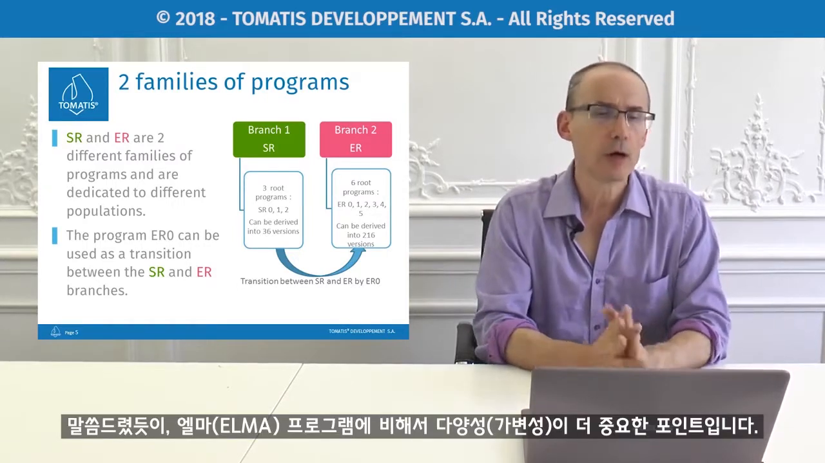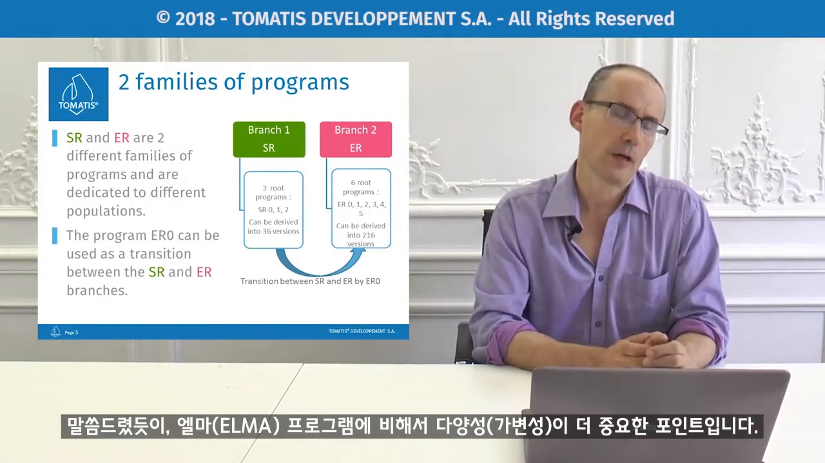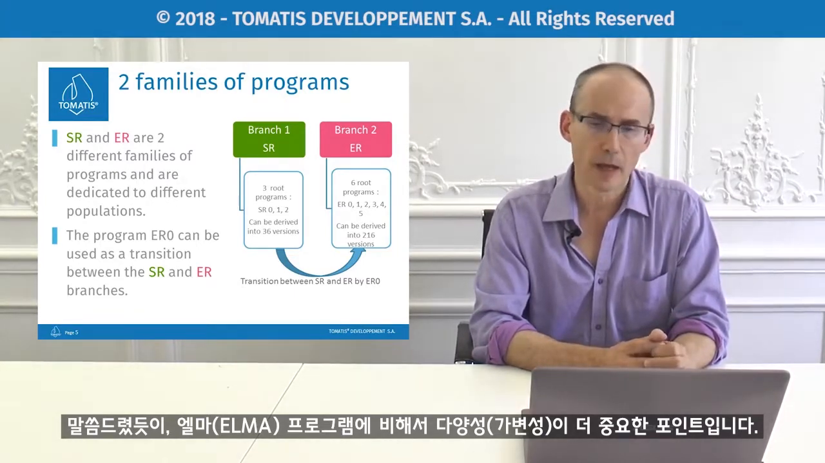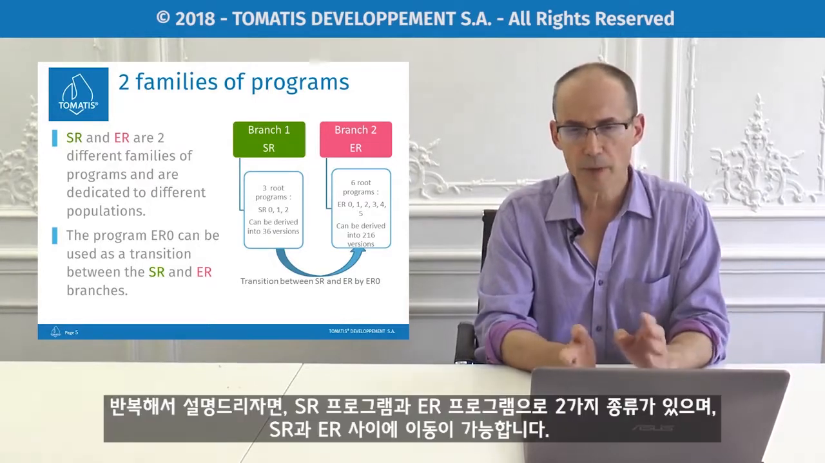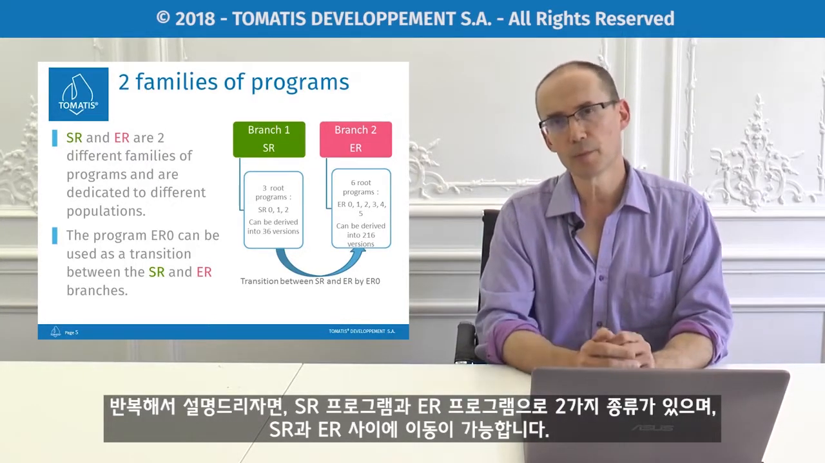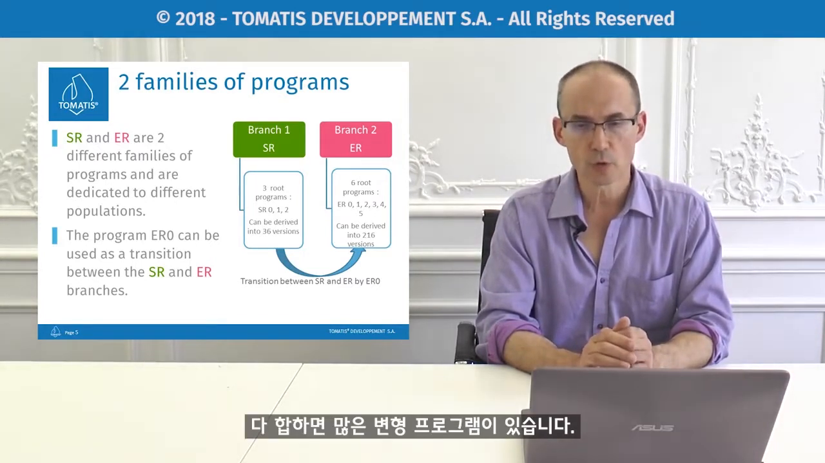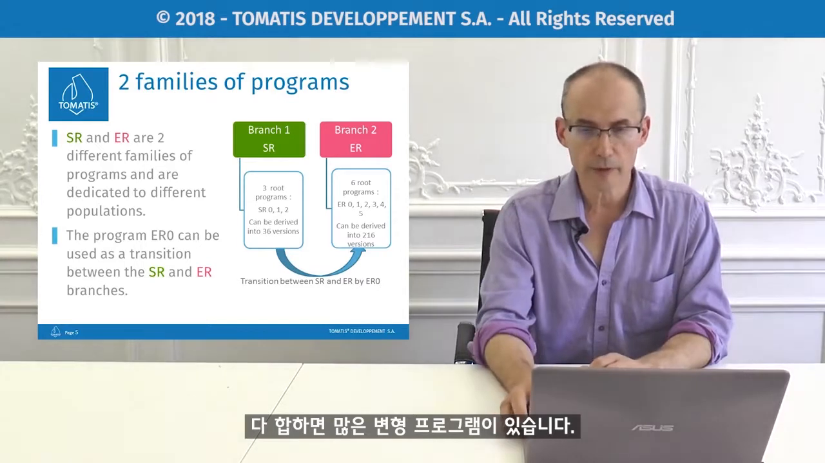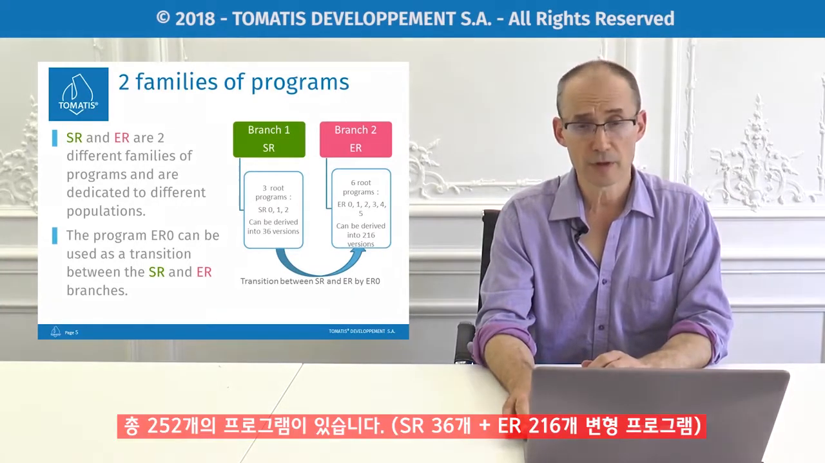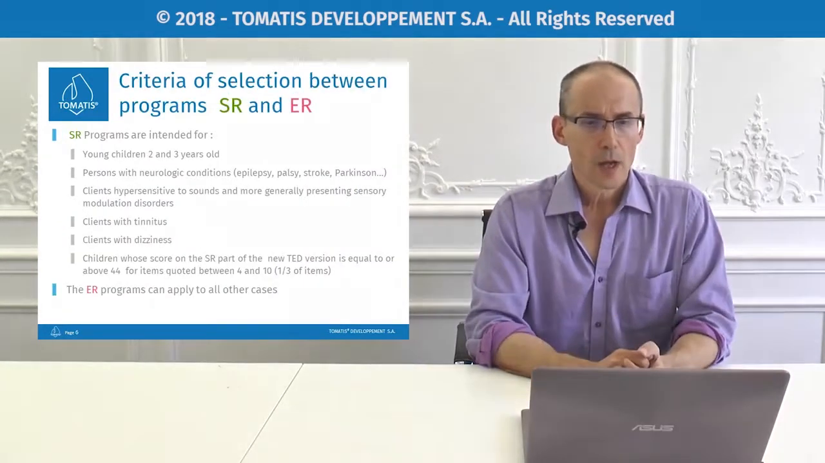As I said before, the variability is much more important than with the LMAP programs. So two families, I repeat myself, the SR family, the ER family, and the possibility of passage between SR and ER. So in total, you have a lot of variation. You have 256 different programs, as we are going to qualify.